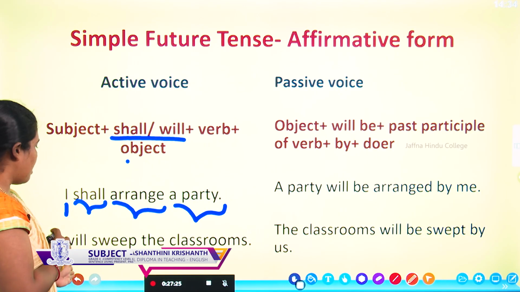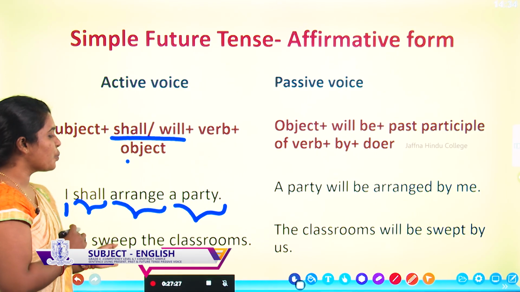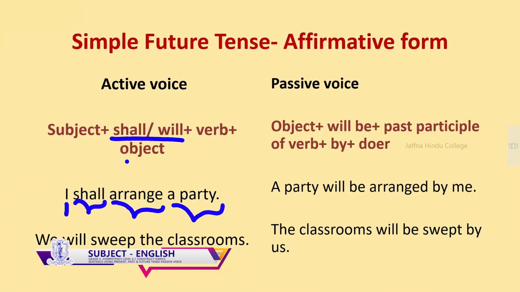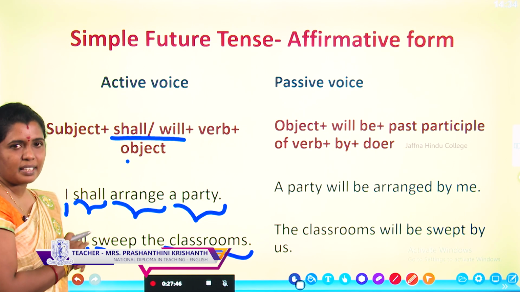See the another example. We will sweep the classrooms. Right? The subject is we. The helping verb will. What is the main verb? Sweep. The classrooms is the object. So, this is a simple future tense sentence.